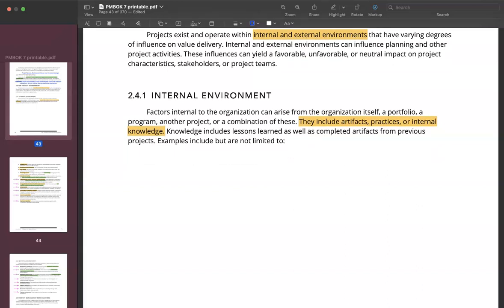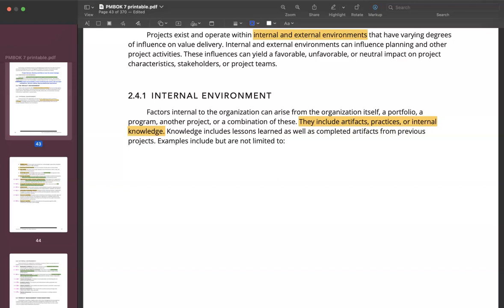So when we talk about internal factors, one of the first things that we need to understand is what exactly falls under internal factors. Under internal factors, we have artifacts. Artifacts could be, for instance, documents that you produce within the organization. We have practices. Practices can be seen as ways of working within the organization. And then you have internal knowledge.